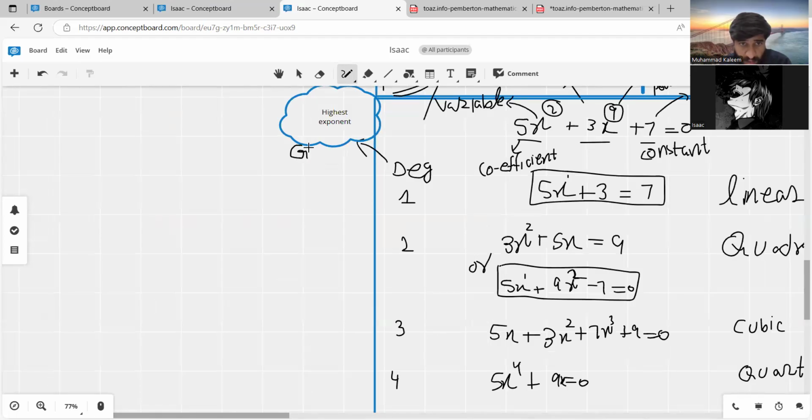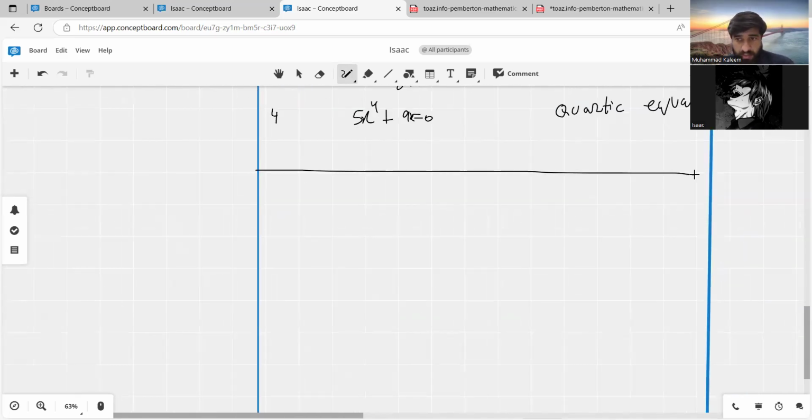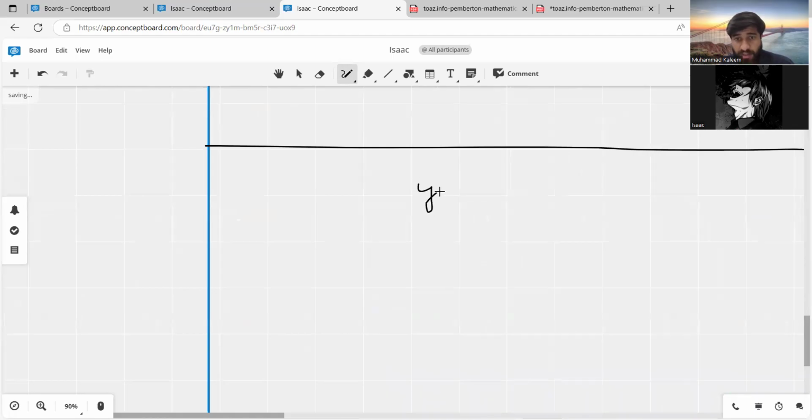Okay, next we have a graph. I'm pretty sure you already learned how we can sketch the graph of a linear equation. The graph of a linear equation is always a straight line. Like if I say you have to sketch the graph of y is equal to 5x plus 3, how would you sketch it? Do you know?